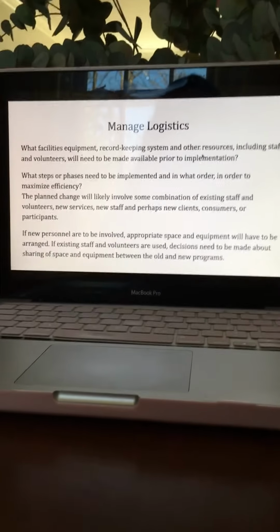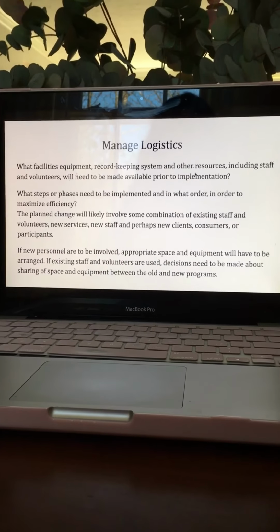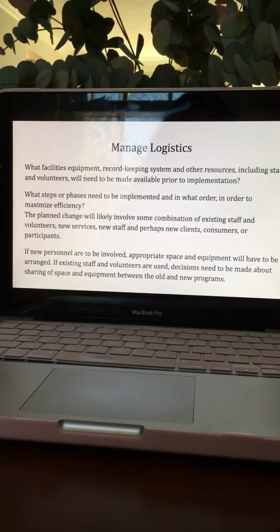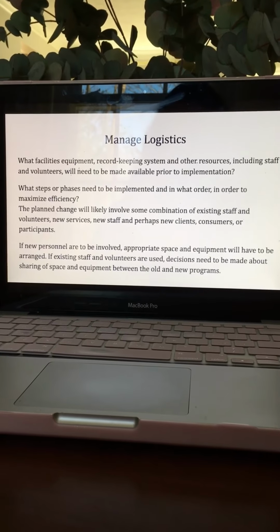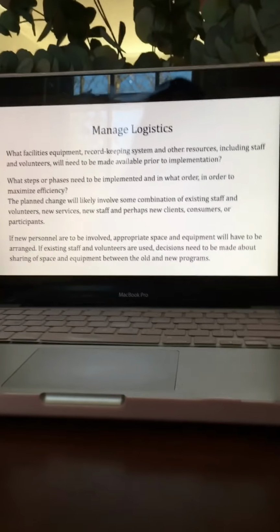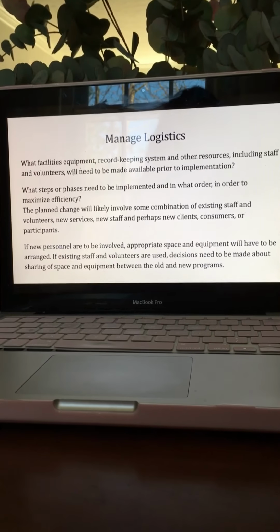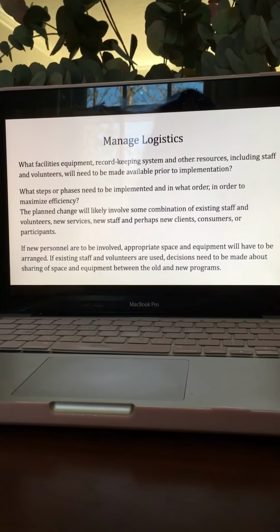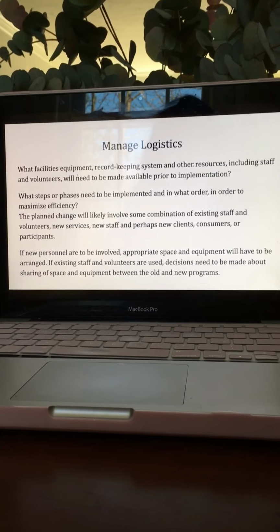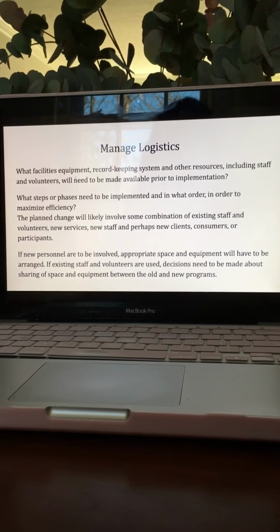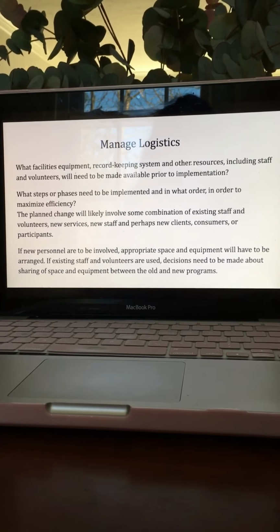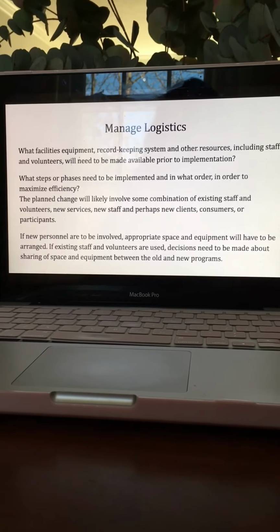Manage logistics. What facilities, equipment, record keeping, and other resources, including staff and volunteers, will need to be made available prior to implementation? This is important because we need to think about resources included to make this change. We need to think about the staff involved and the volunteers who are all coming together to help make the change happen. What steps or phases need to be implemented in what order in order to maximize efficiency?